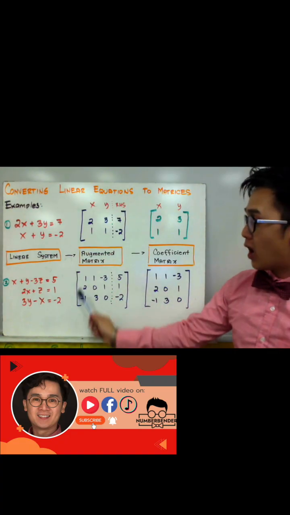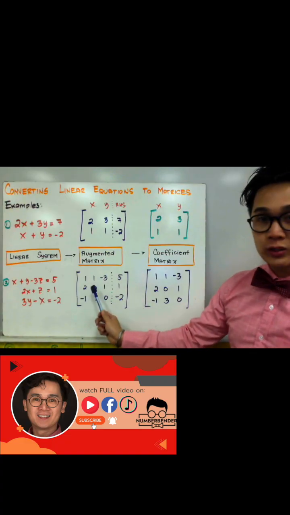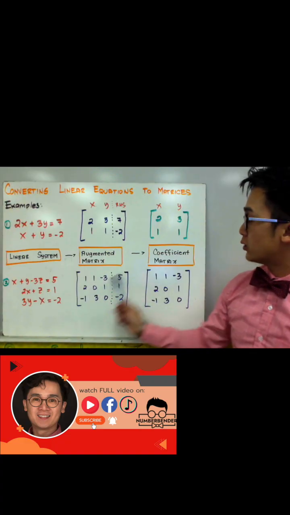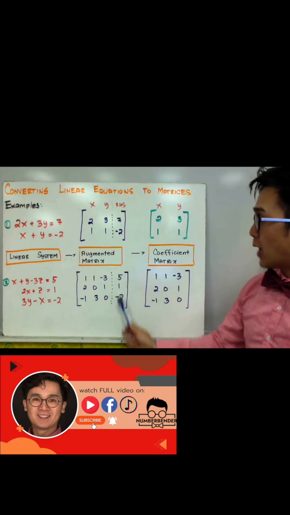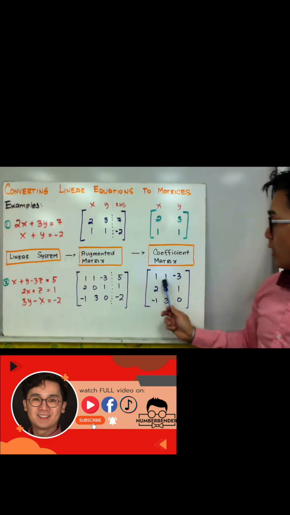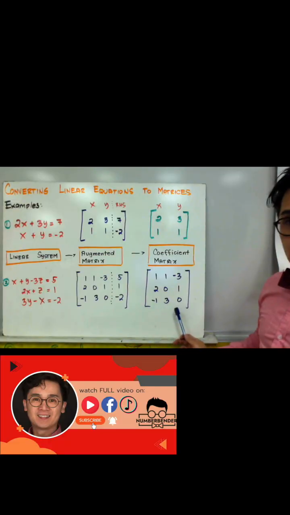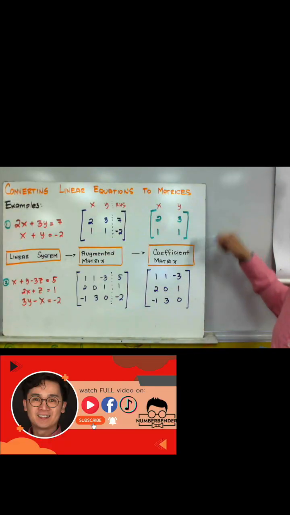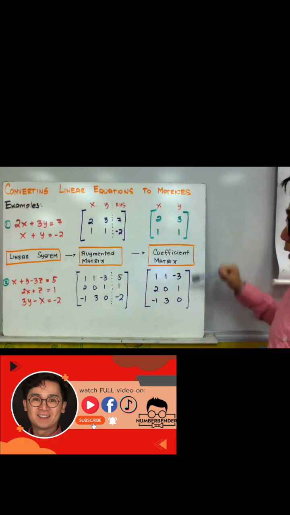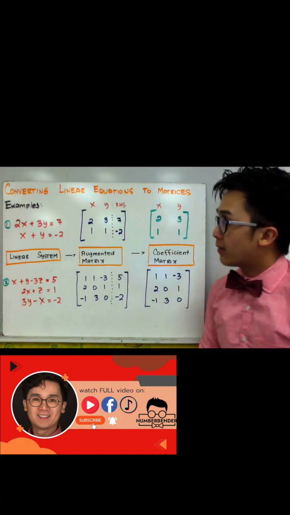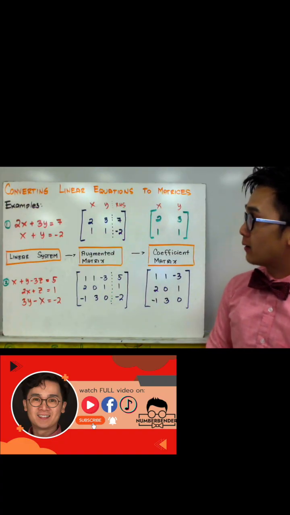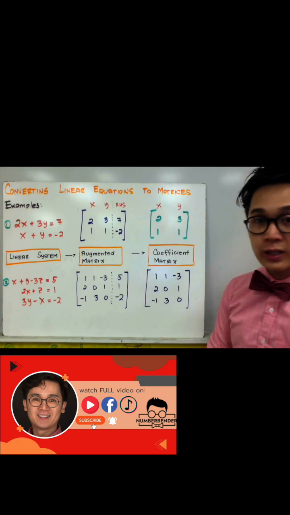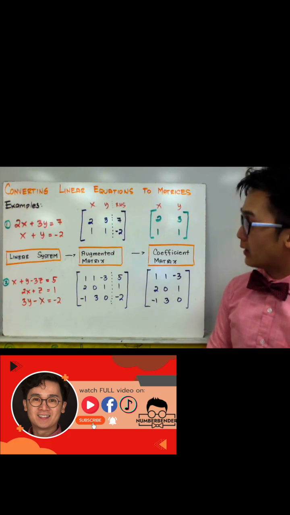So this is our augmented matrix, and to change our augmented matrix into the coefficient matrix, just drop the right hand side and you'll have 1, 1, -3, 2, 0, 1, -1, 3, 0, which is basically a square matrix for example number 1 and example number 2. And that is how we apply the linear equation and convert it into a matrix.